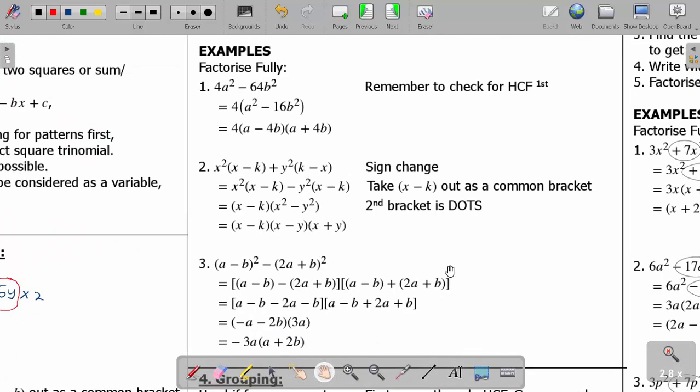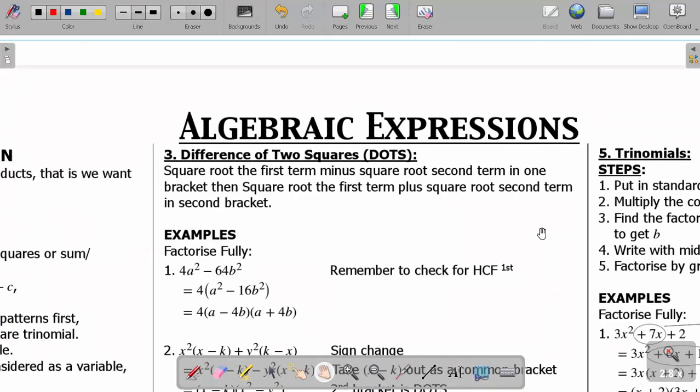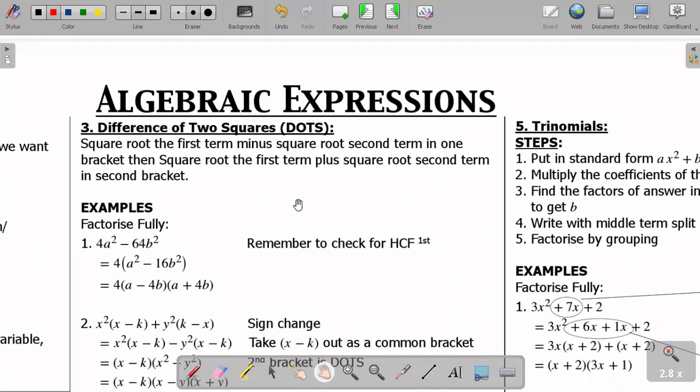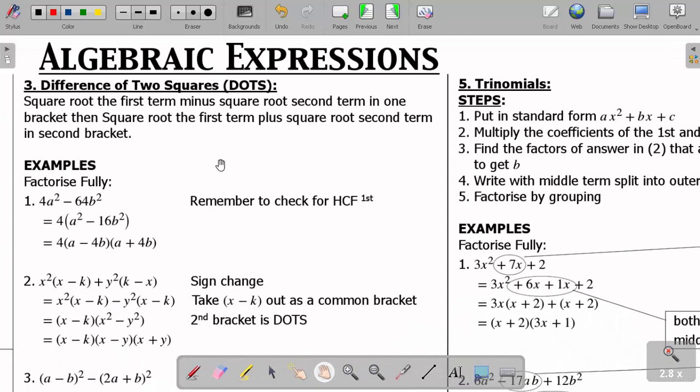Another way to do factorizing is difference of two squares. Now what do we do here? The method says you square root the first term minus the square root of the second term in one bracket, then the square root of the first term plus the square root of the second term in the second bracket. So if you've got a difference of two squares, you square root the first and the last terms.